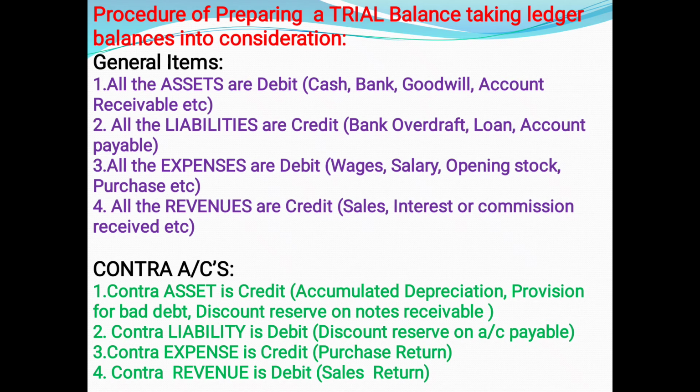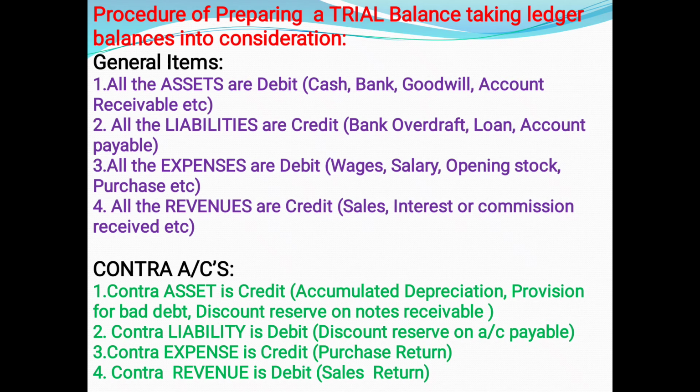Number 2, contra liability is debit. From the general items, all the types of liabilities are credit, but contra liability is debit. For example, discount reserve on accounts payable.